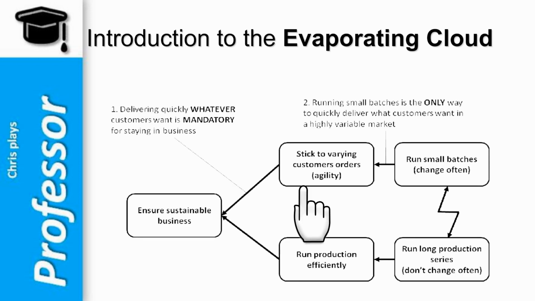Next, in order to stick to varying customer orders, we must run small batches and change often because running small batches is the only way to quickly deliver what customers want in a highly variable market. This statement is obviously false, as we can serve customers off the shelf from inventories and quickly deliver without the need to manufacture in small batches, for example.